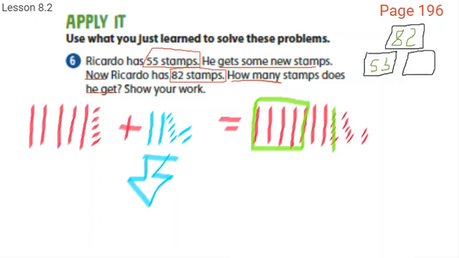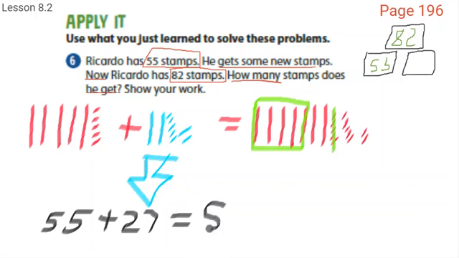That's just like an arrow right there. Well, let's take a look. Let's actually write this out. So I have 1, 2, 3, 4, 5, and 5. So it's 55, plus 2 tens and then 7 ones, 27, equals 82.